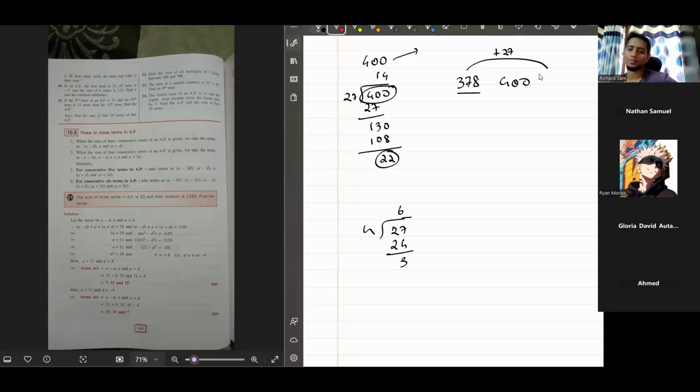Next, if they tell you it should be from 400 till 1000, what is the biggest number below 1000 which is in 27 tables? Do the same thing: take the remainder and subtract it from 1000. You'll get the biggest number between 400 and 1000 that is in 27 tables. Like this, you can use different methods and figure out the AP, then use that AP to do whatever has to be done.